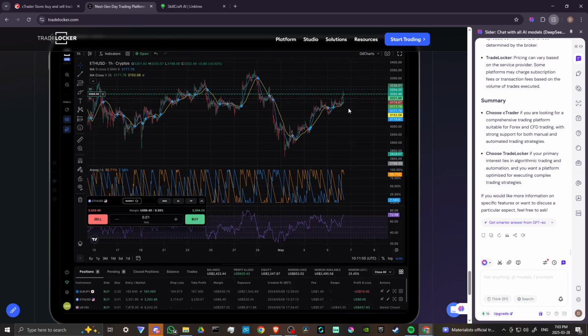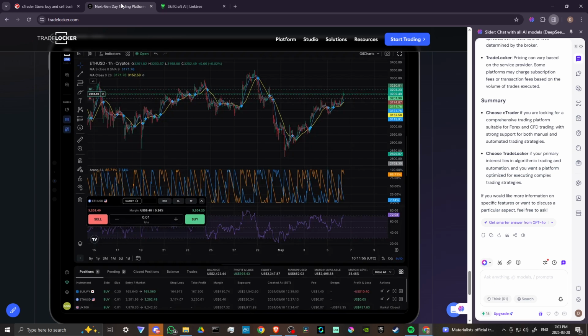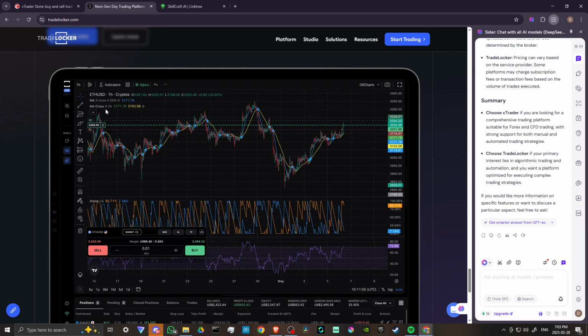In summary, choose Ctrader if you're looking for a comprehensive trading platform suitable for forex and CFD trading with strong support for both manual and automated trading strategies. And choose Tradelocker if your primary interest lies in algorithmic trading and automation and if you want a platform optimized for executing complex trading strategies. And that's all there is to it.